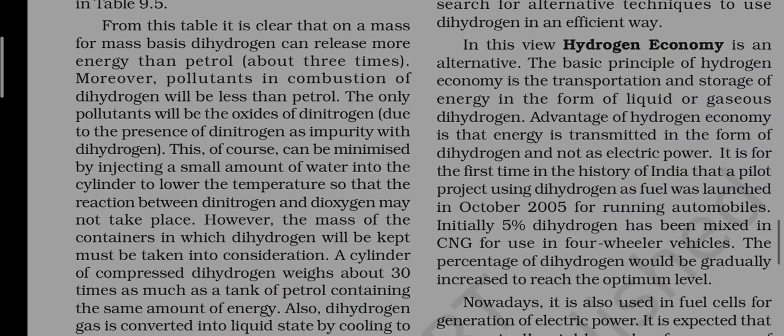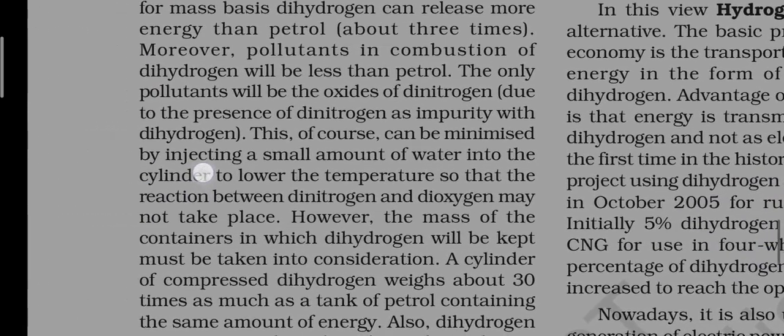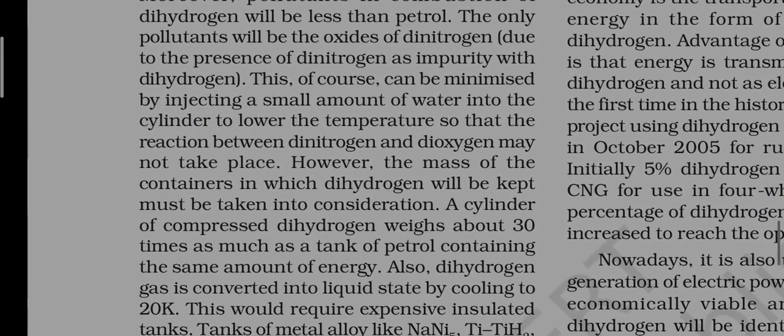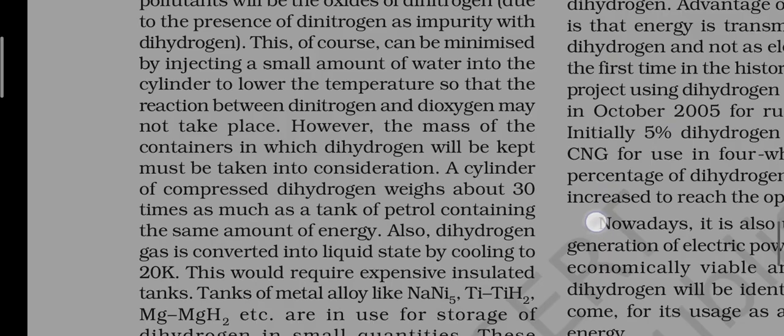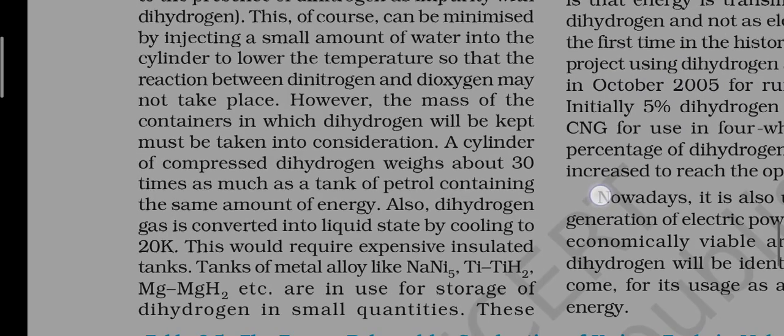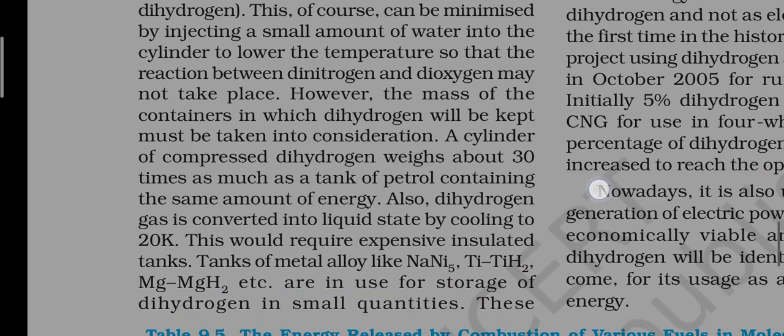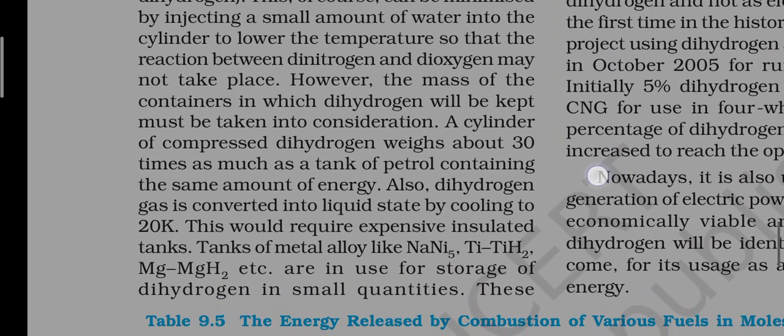Moreover, pollutants in combustion of dihydrogen will be less than petrol. The only pollutant will be the oxides of dinitrogen. This, of course, can be minimized by injecting a small amount of water into the cylinder to lower the temperature so that the reaction between dinitrogen and dioxygen may not take place.